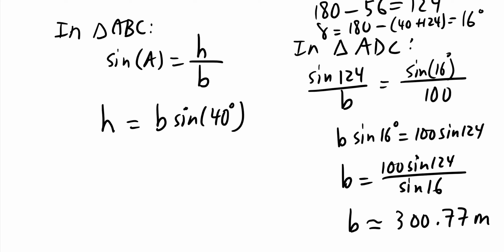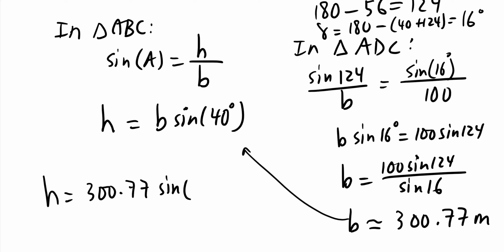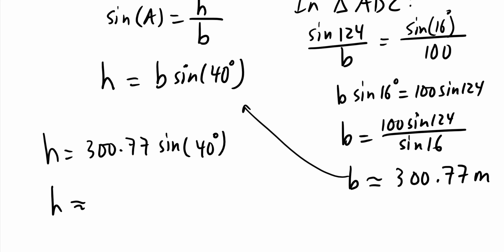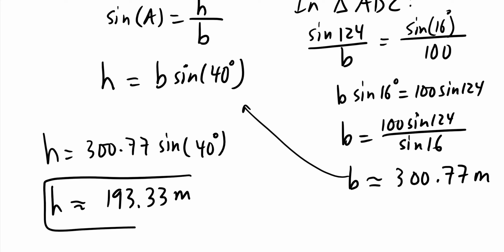So now I can substitute this in here to find H. So H is 300.77 times sine 40 degrees. So H is about 193.33 meters. And that's what we're looking for. The height of the building is 193.33 meters. See, that's an application of the law of sines.